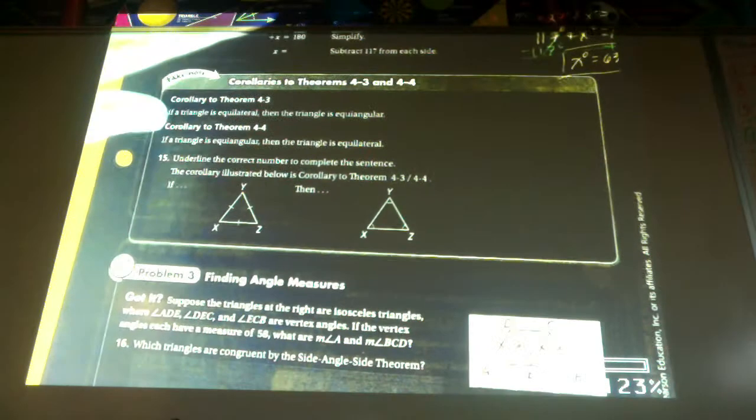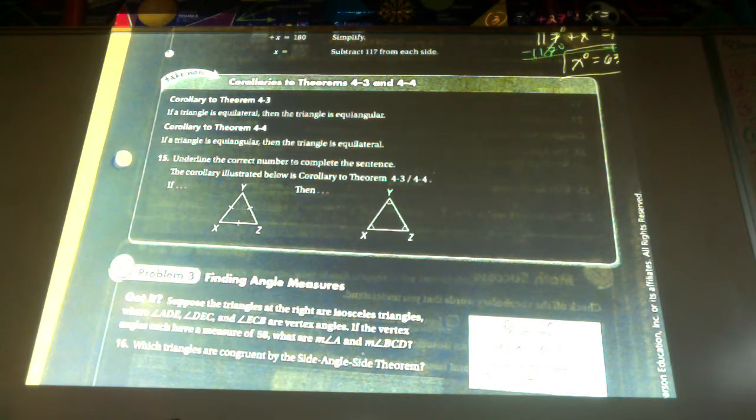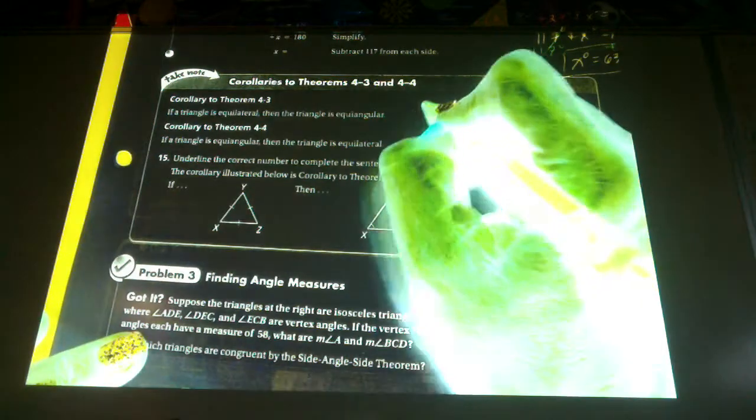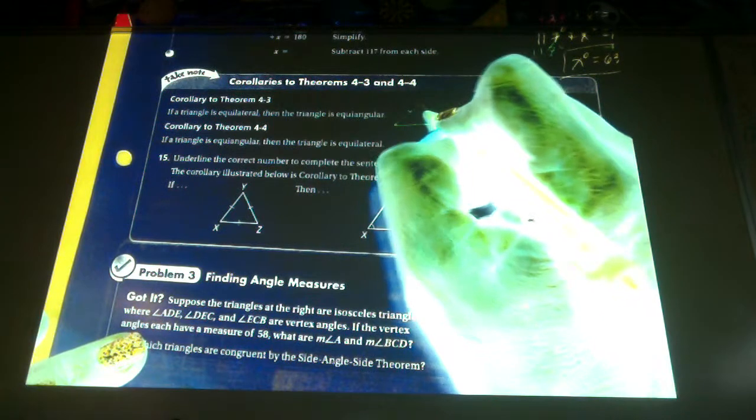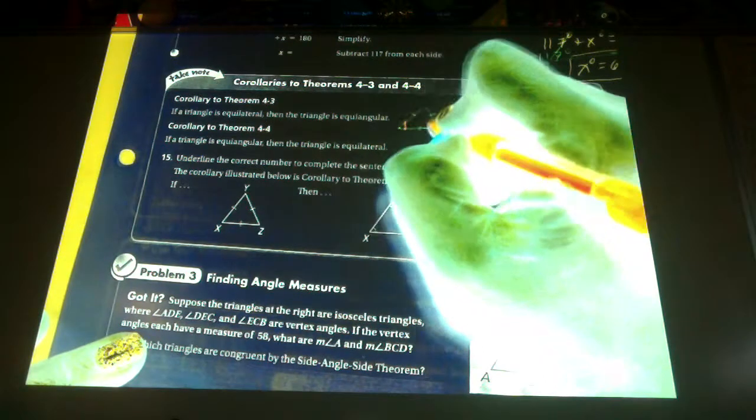So, let's look at the new corollaries. These corollaries relate to equilateral triangles. The first one says if a triangle is equilateral, then the triangle is equiangular. And why is that? Because if all three sides are equal, aren't all the angles opposite those sides also equal?